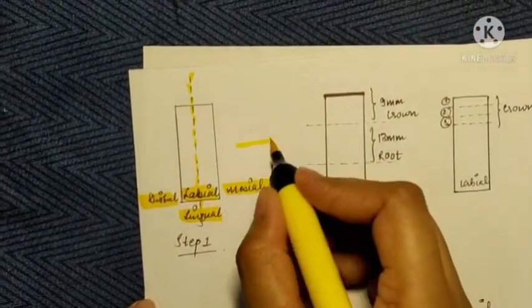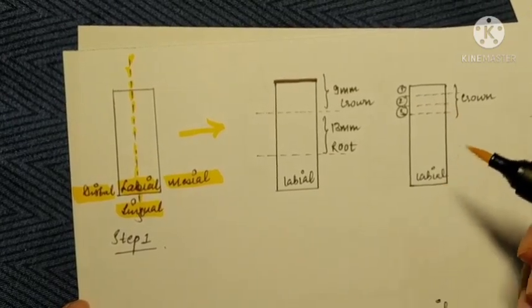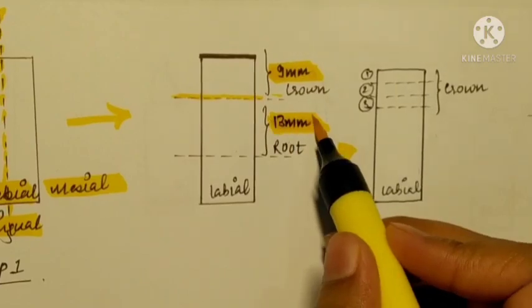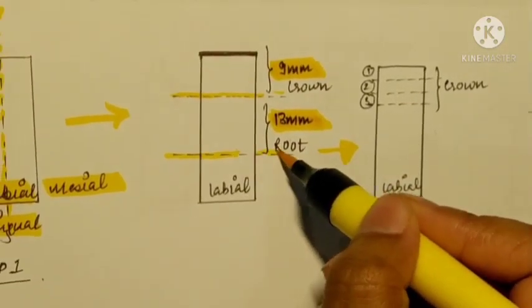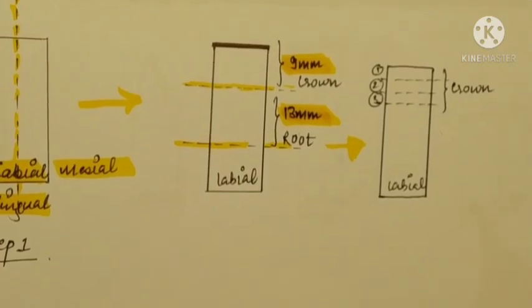Okay, now moving to our next step. After drawing the midline, we have to mark our crown and root portion. The crown measures 9 mm and the root measures 13 mm. We have to mark them on all four sides.